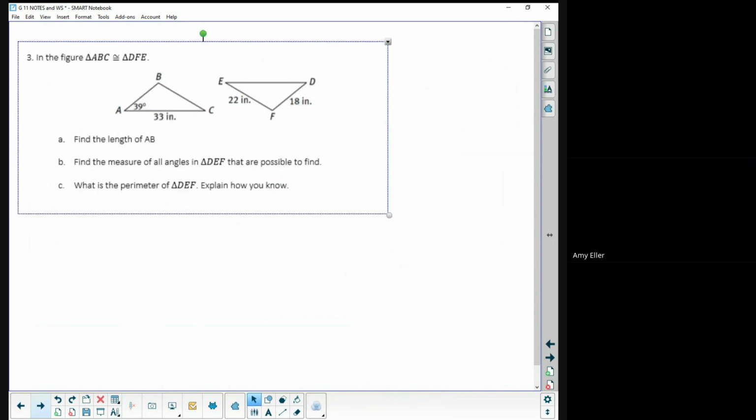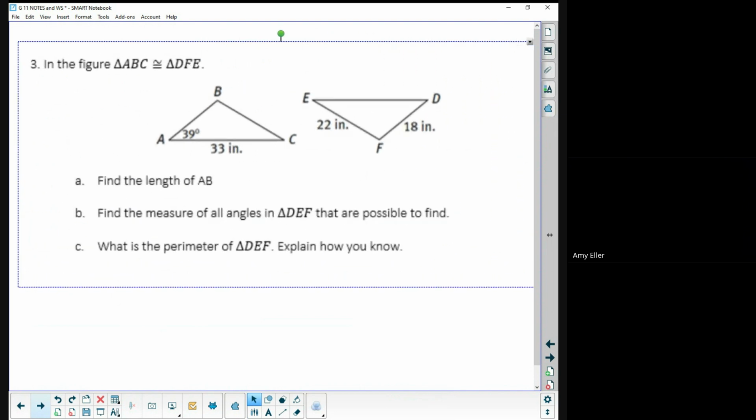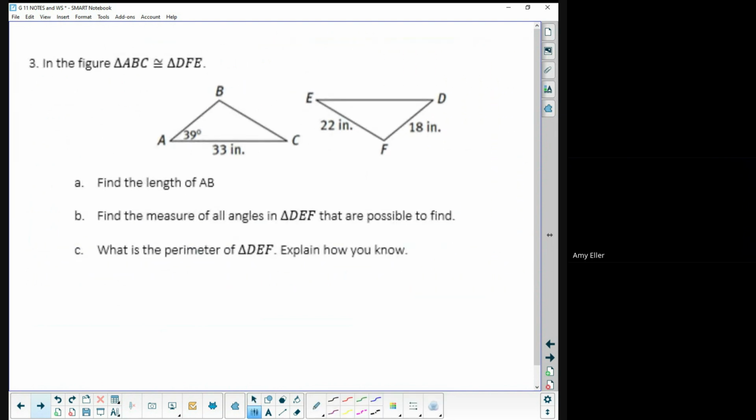Number 3, we have yet another congruent statement and a picture. Here's what we know.